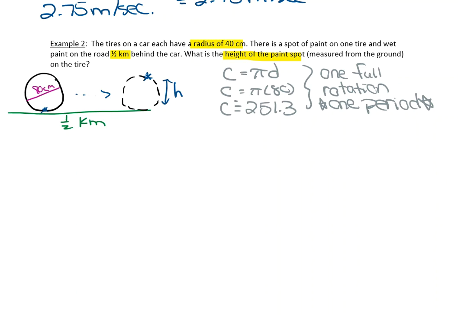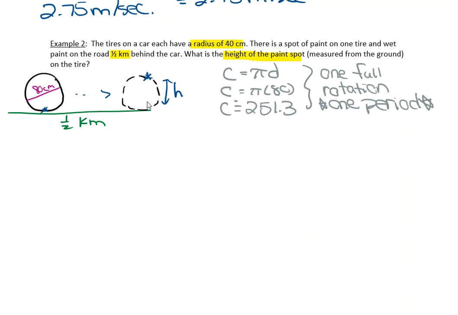So the next thing we need to think about is if the tire's rotation or its cycle is 251.3 centimeters, then in half a kilometer, how many cycles were there? How many times did it rotate? How many times did this paint spot get right down to the bottom again? How many rotations did it go through as it was going around and around and around in half a kilometer? How many cycles went through?